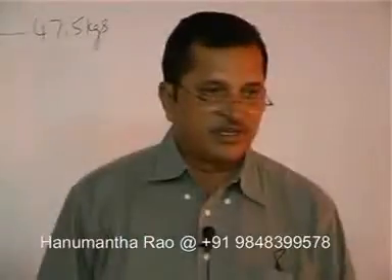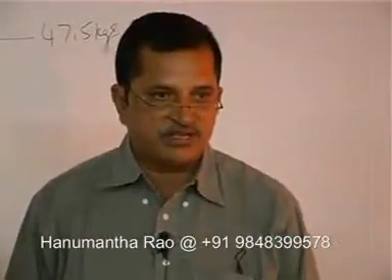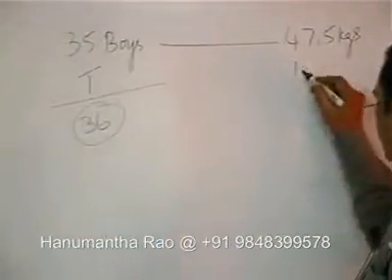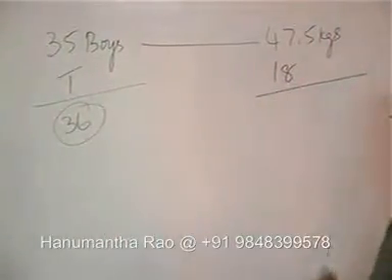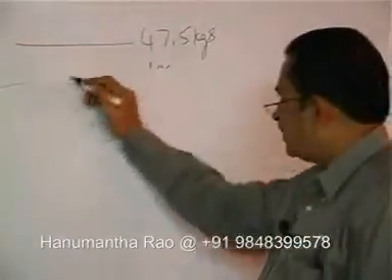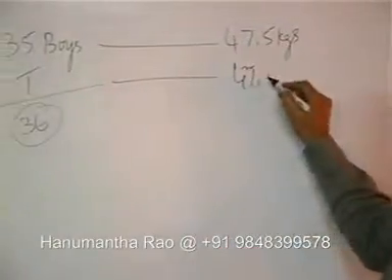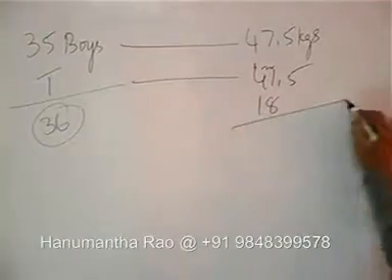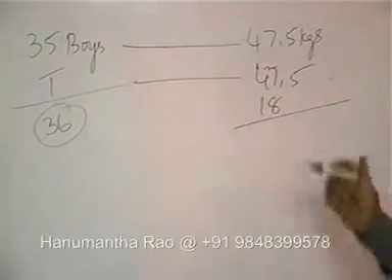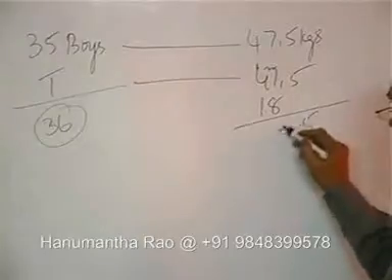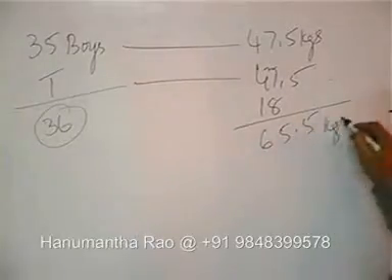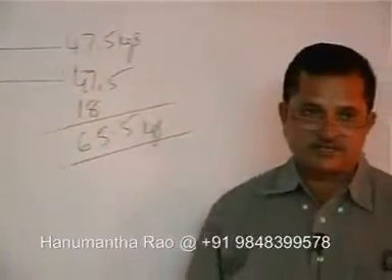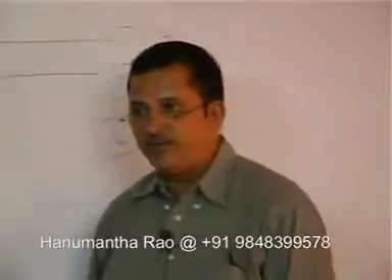36 half kilos means 18 kgs. These 18 kgs are to be included to the teacher. So I assumed the teacher's weight also to be 47.5, is it not? And these 18 kgs also are included in the teacher's weight. Then the weight of the teacher will become 65.5 kgs.